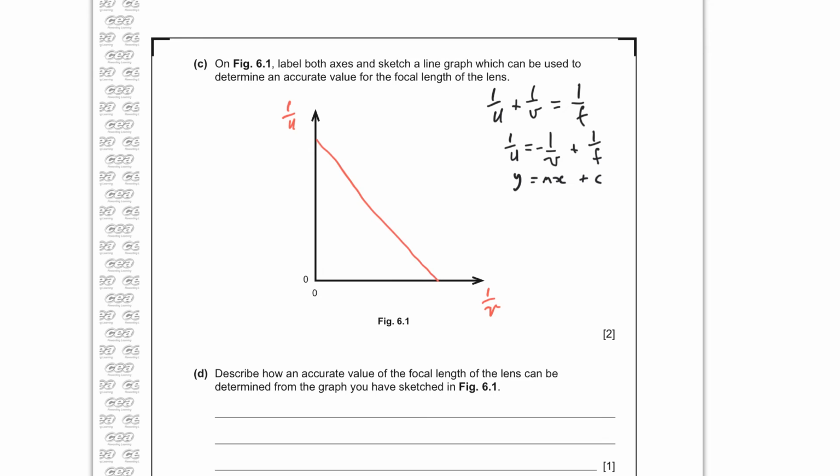So it's these two intercepts that are of interest, because when this is 0, then this equals this, and when this is 0, then these two are equal. So both of these intercepts are 1 over f.